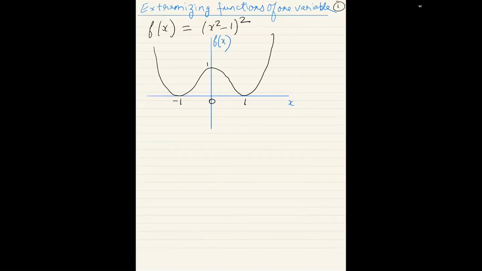So you can see, if you put x is equal to 0, for example, it does have the right value of 1. If you put x is equal to minus 1, it does have a value of 0. If you put x is equal to 1, it has a value of 0 again. So there are a few characteristic features of this function.